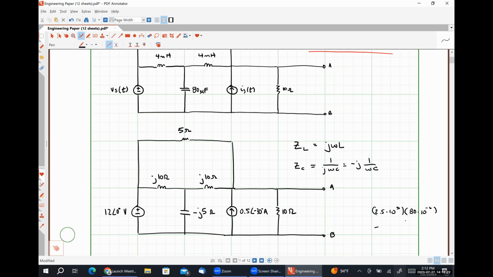So 2.5 times 80 is 160 plus 40, so 200 times 10 to the -3, but then we're going to have 1 over that, right? So that's going to be 10 to the positive 3, 1,000 over 200 is 5, yeah. So minus J5 should be our capacitance.